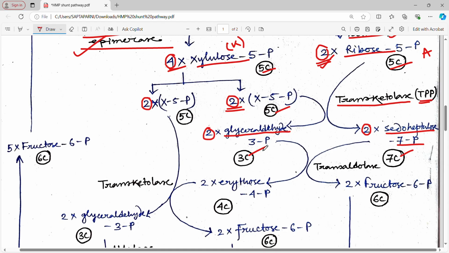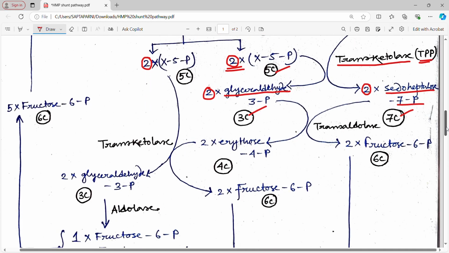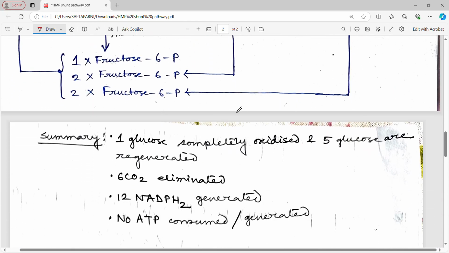Now these 2 molecules of glyceraldehyde 3-phosphate and 2 molecules of sedoheptulose 7-phosphate again react with each other with the help of transaldolase enzyme and form 2 molecules of erythrose 4-phosphate and 2 molecules of fructose 6-phosphate. Erythrose 4-phosphate is a 4 carbon compound and fructose 6-phosphate is a 6 carbon compound. So 10 carbon is made here also. Now these 2 molecules of fructose 6-phosphate directly go into the next step.